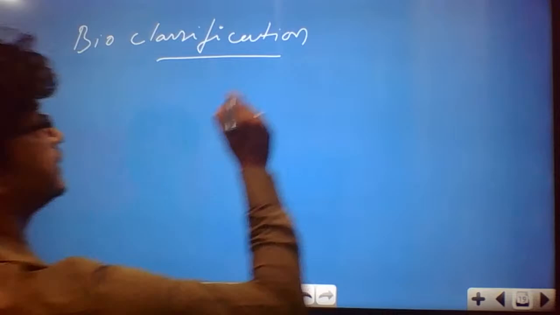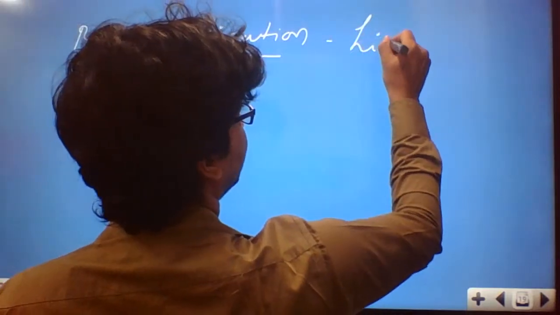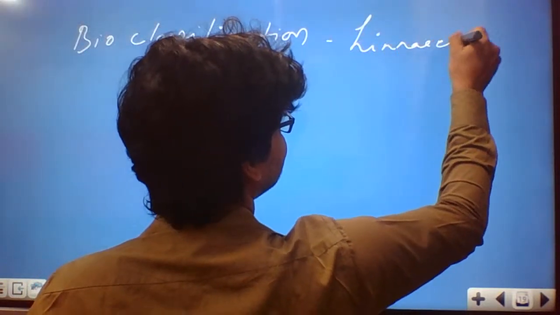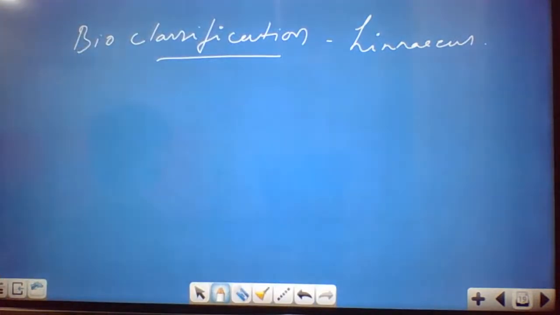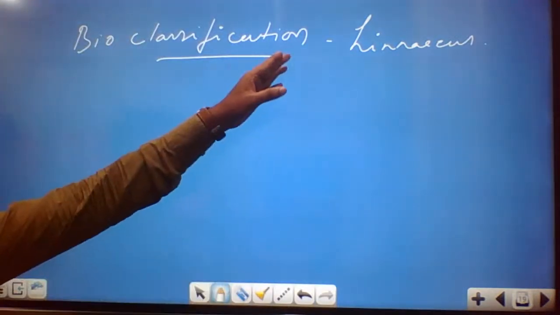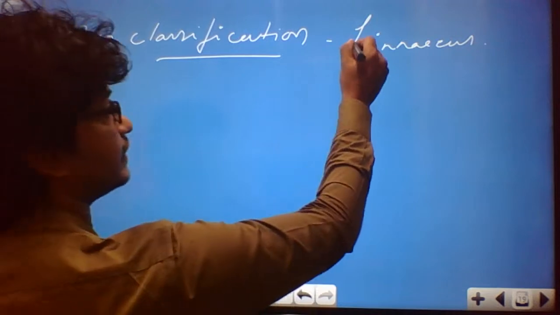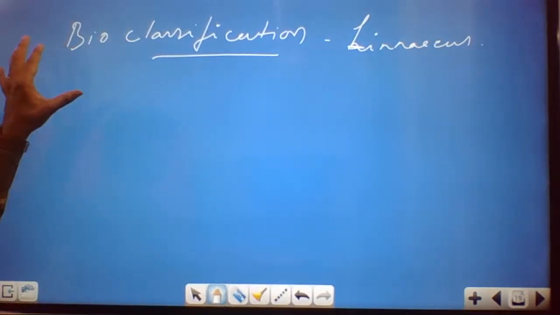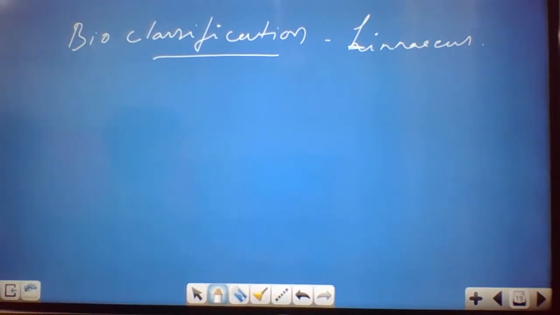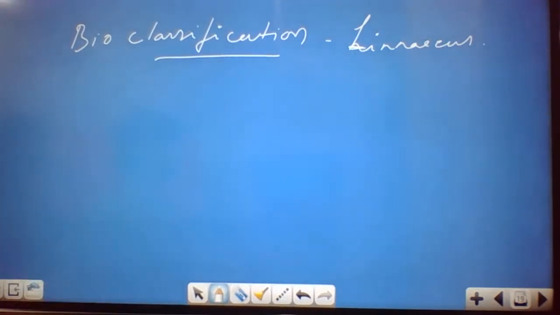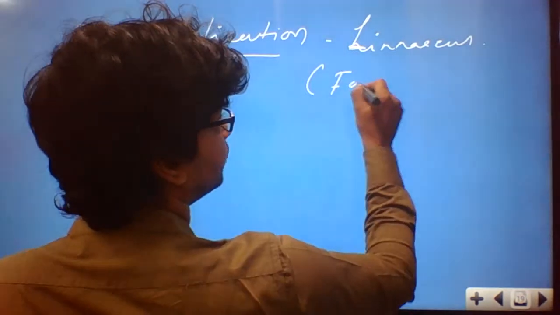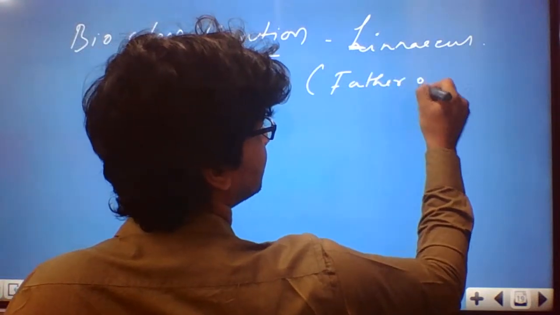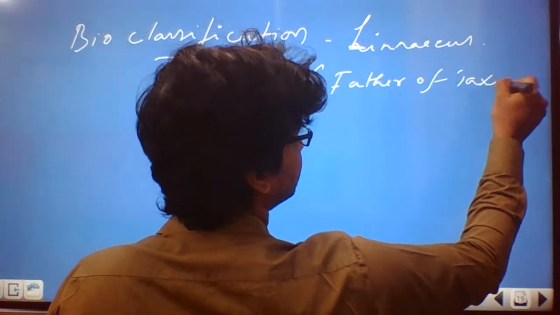This bioclassification was first proposed by Carolus Linnaeus. This is a well-known fact. He's the person who first identified and classified biological organisms. He made a classification, so we discussed first the biological classification, and he is termed the father of taxonomy. Carolus Linnaeus is called the father of taxonomy.